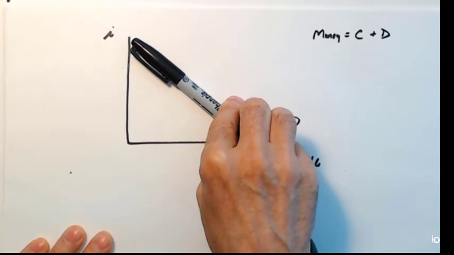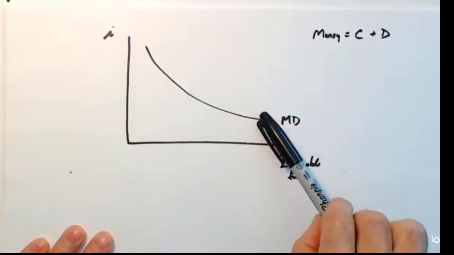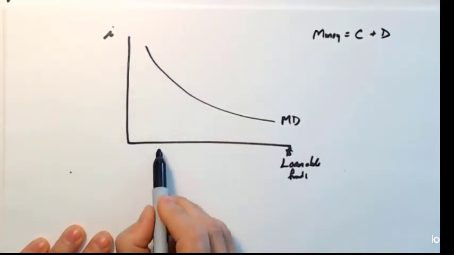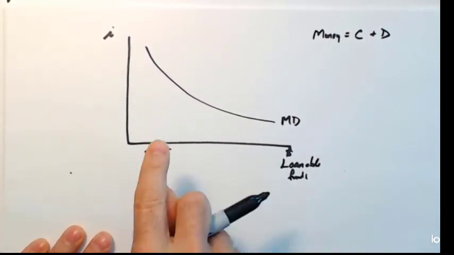Well, you should know that already. You should be able to come to that conclusion. There's an opportunity cost associated with holding money. When interest rates are high, the quantity of money that's demanded is going to be low.